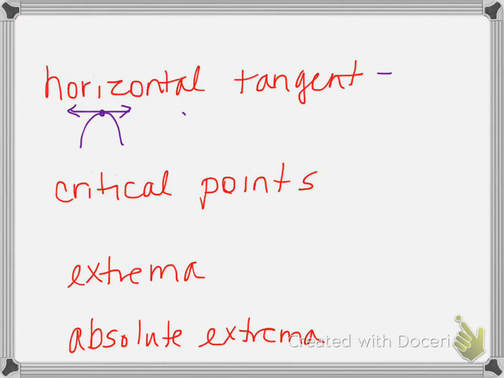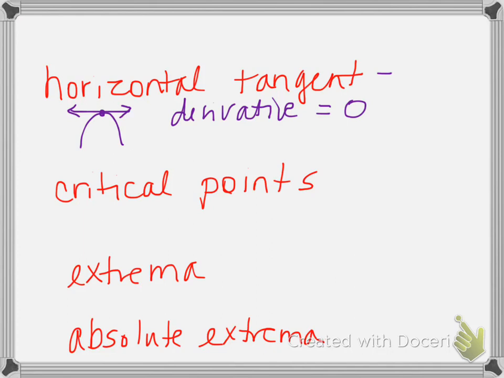So basically what happens there is that the derivative equals 0, because the only way that you can get a horizontal tangent line like that is where the derivative is equal to 0. So if the question asks you to find the horizontal tangents, you're going to find the first derivative and set it equal to 0.